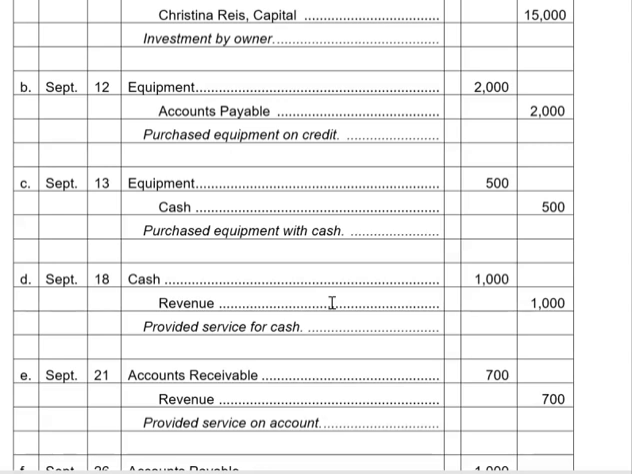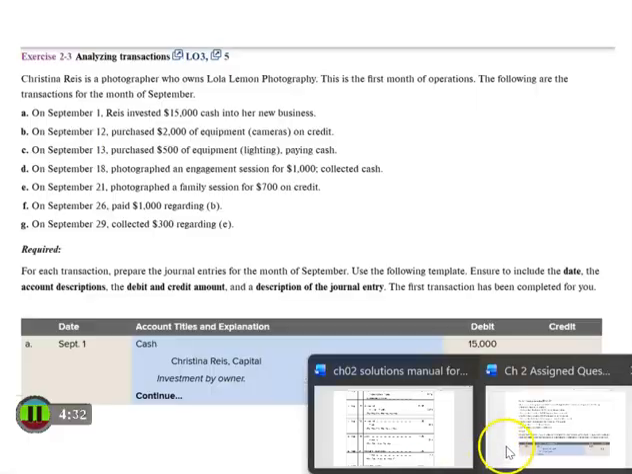So anyway, revenue is going to be credited 1,000 because the normal direction or the way to increase revenue is to credit it because it increases your equity. And then the description, provided service for cash. Or you could be more descriptive if you wanted and say photographed an engagement session for cash. Okay, let's look at the next one.